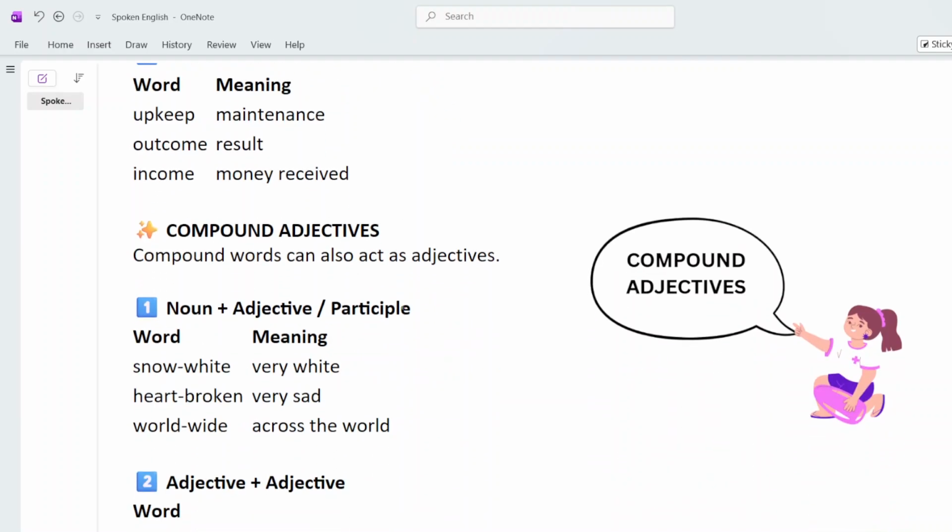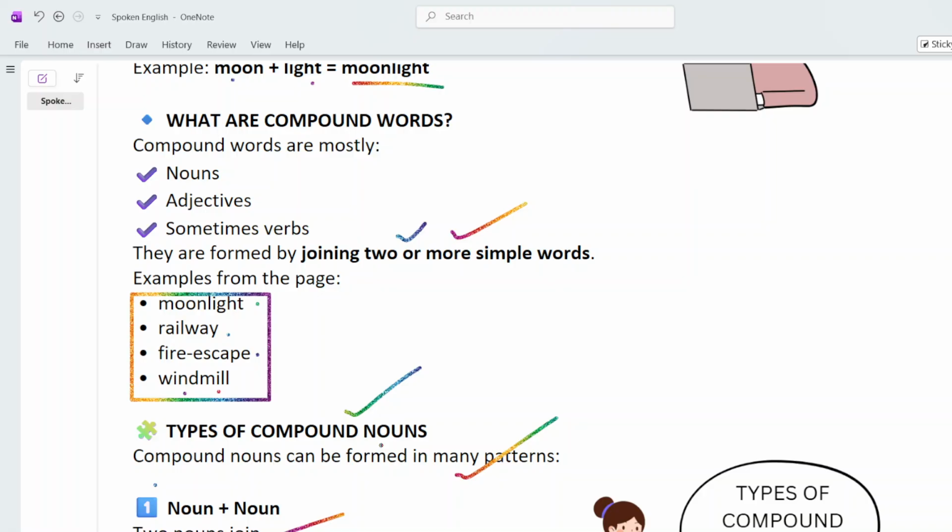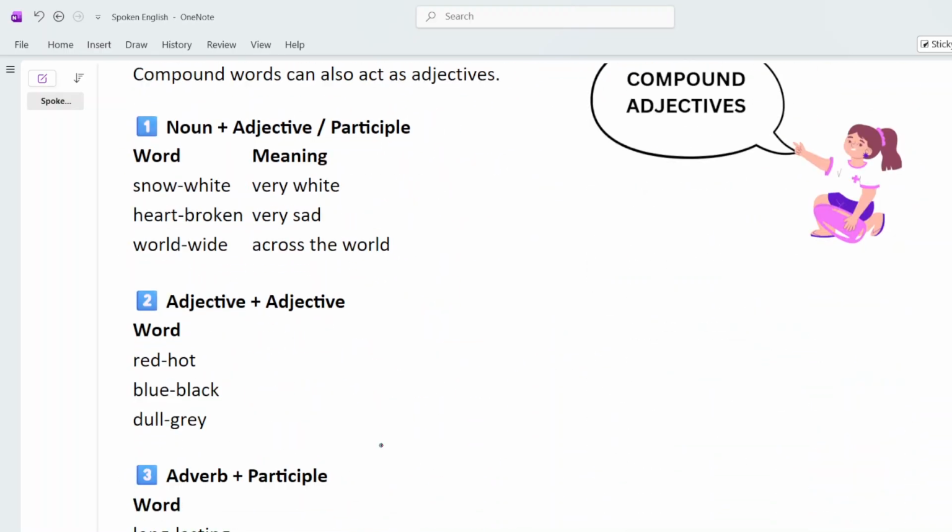The next section for today is the compound adjectives. We were dealing with compound nouns till now, and now it is compound adjectives. Compound words can also act like adjectives. I told you what an adjective means, right? It means that they show the quality of the noun, right?